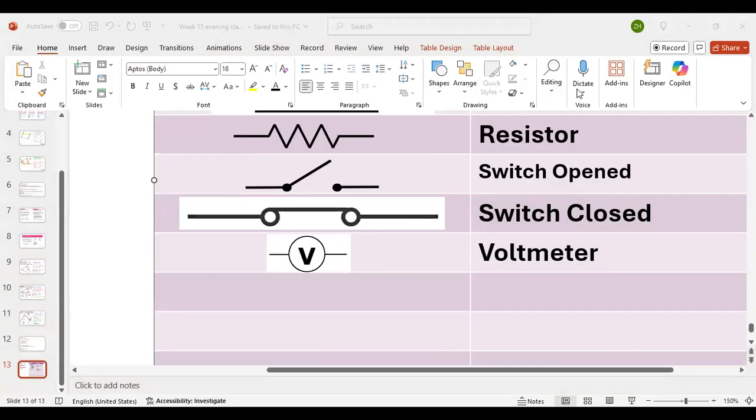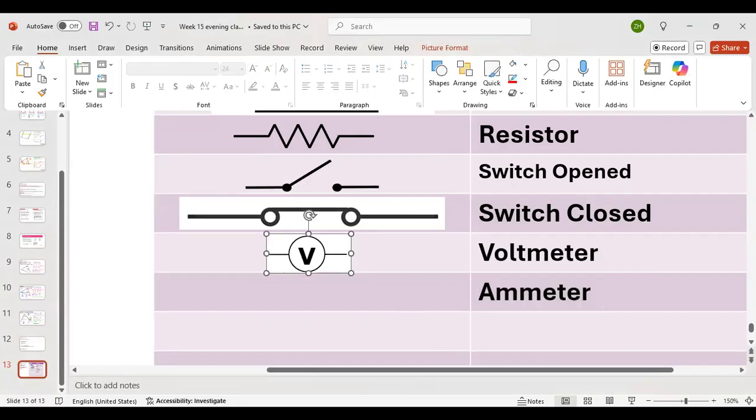All right, next, after the voltmeter, we have the ammeter. This is there to measure amperes.